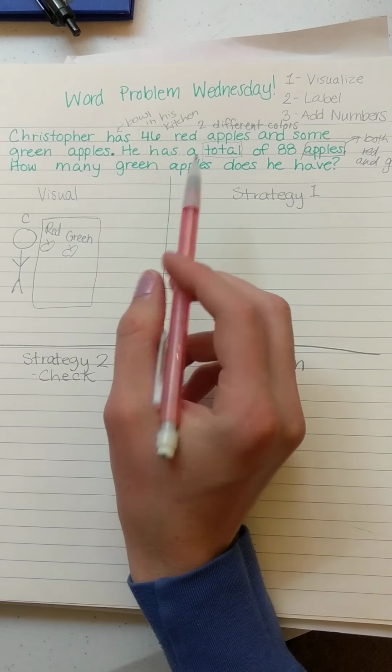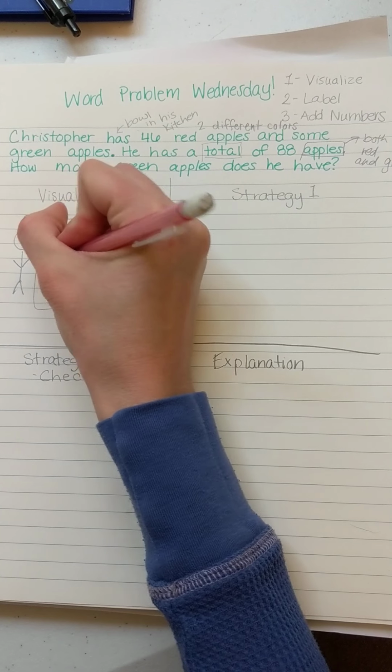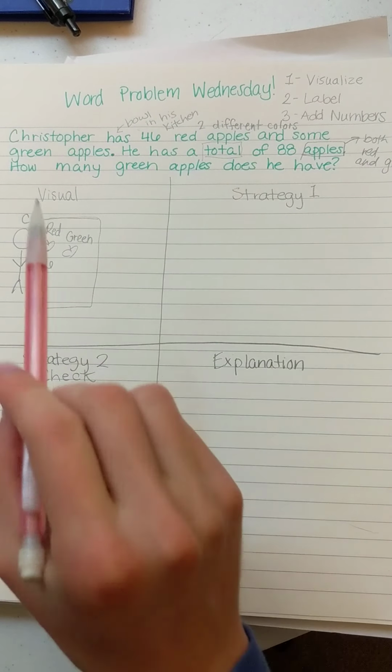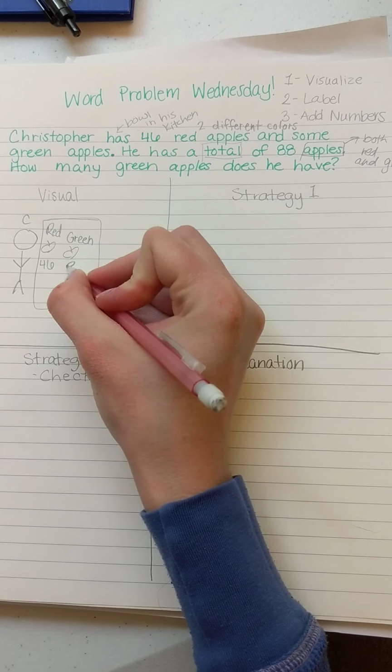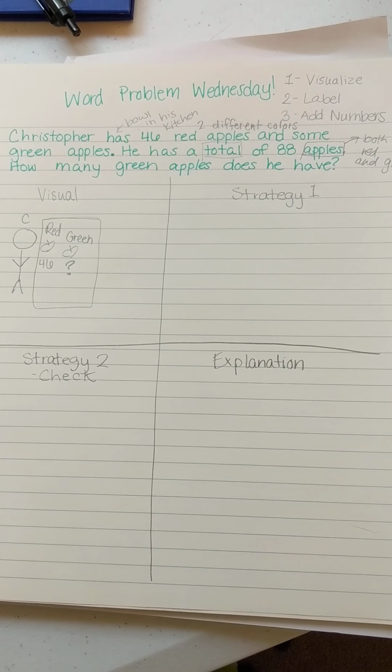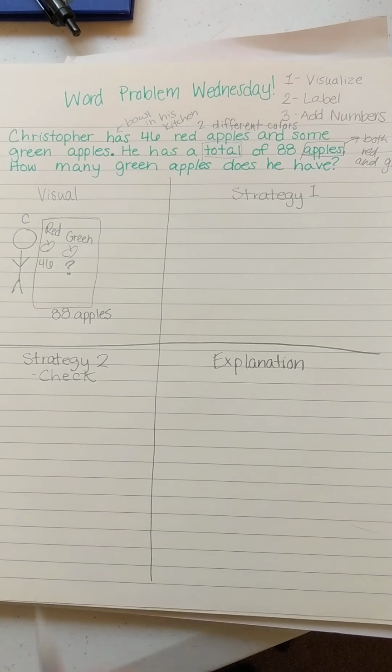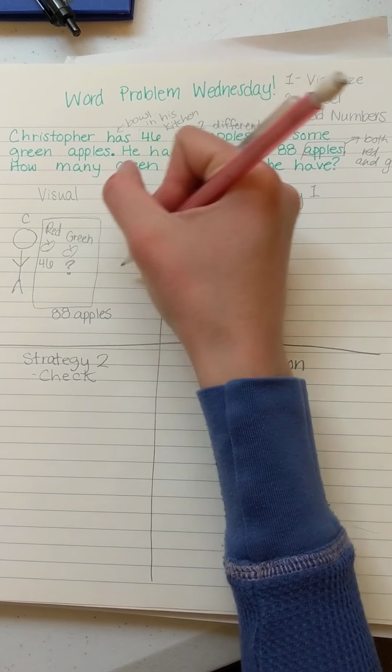Now, I'm going to add the numbers into my visual. Christopher has 46 red apples. Let's put 46 under the word red. And some green apples. Whenever it says some in the problem, that means I'm missing that number. I don't know how many green apples he has. He has a total of 88 apples. Okay, so that means we already know how many he has all together.